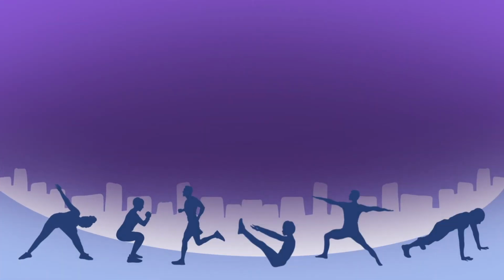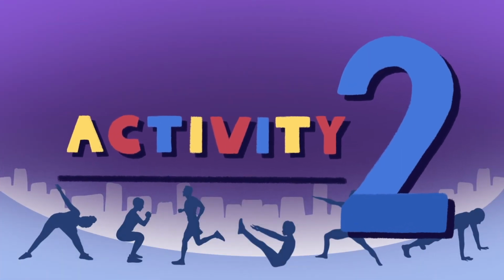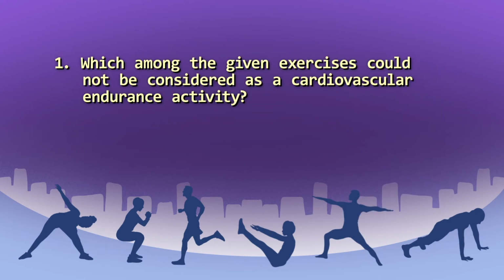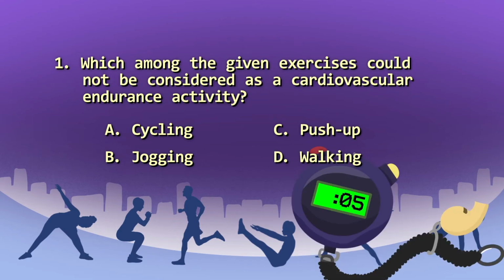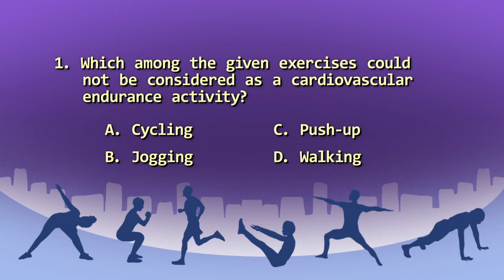And for the last part of the lesson, let us try to answer these questions. Again, you will need your pen and your paper. Now, let us answer. Question number 1. Which among the given exercises could not be considered as a cardiovascular endurance activity? A. Cycling, B. Jogging, C. Push-up, D. Walking. The correct answer is letter C.